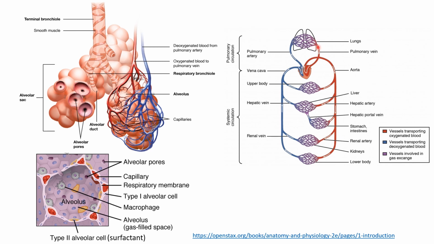You see that in red? That is the oxygenated blood coming out of the lungs and coming back to the left side of the heart, to the left atrium, to the left ventricle, and then it goes back again through the aorta to the rest of the body.